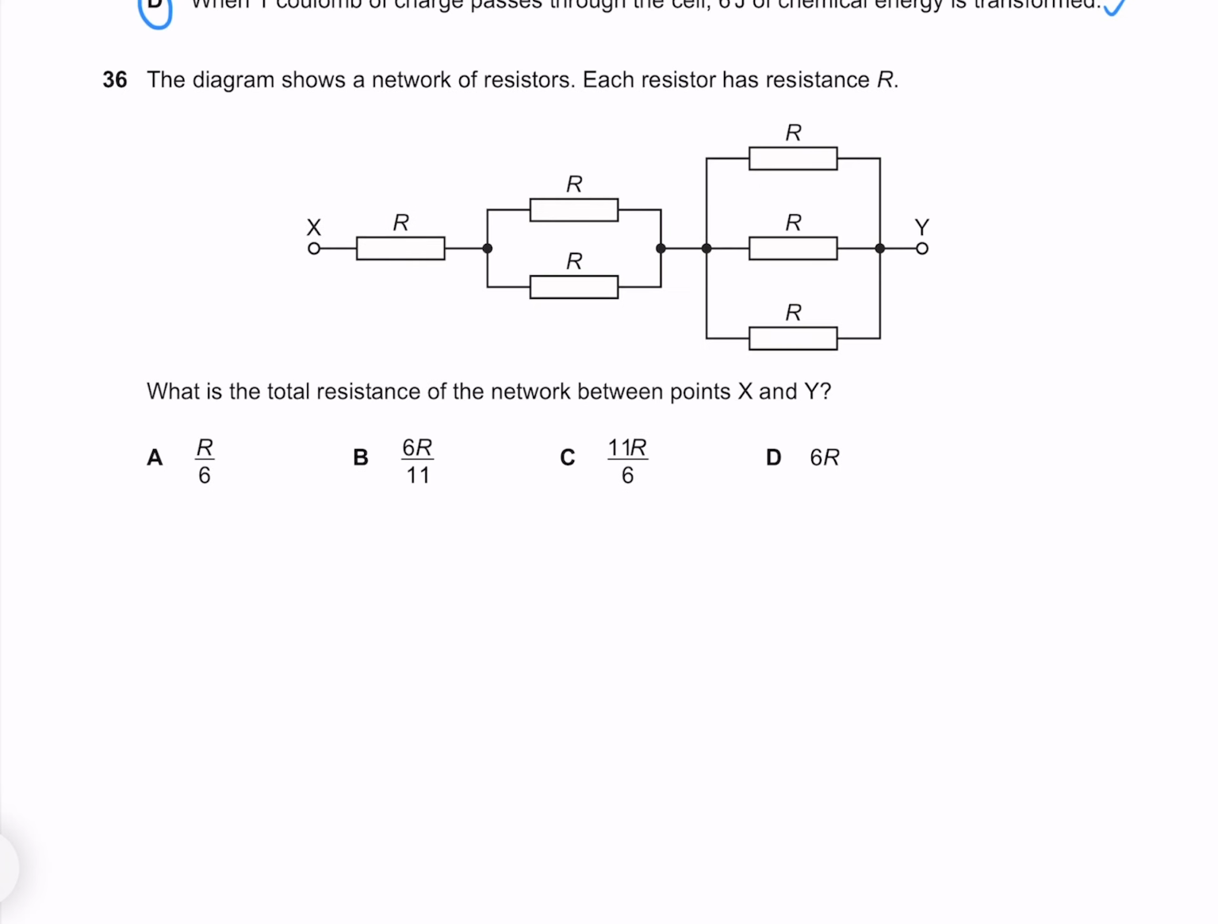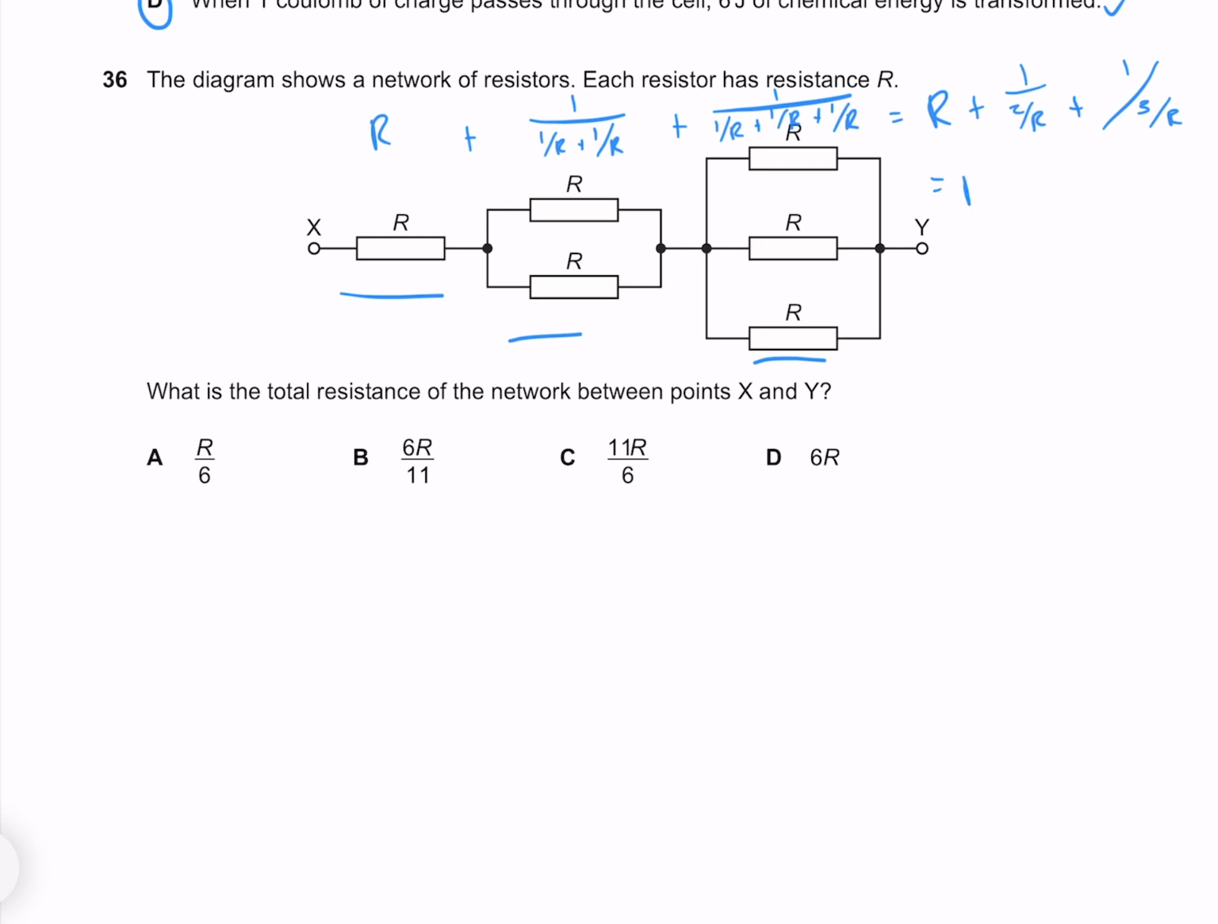The diagram shows a network of resistors. Each resistor has a resistance R. What is the total resistance of the network between points X and Y? Our resistance is going to be these 3 in series, so that's going to be R plus 1 over (1/R plus 1/R) plus 1 over (1/R plus 1/R plus 1/R), which we can simplify into R plus 1 over (2/R) plus 1 over (3/R).